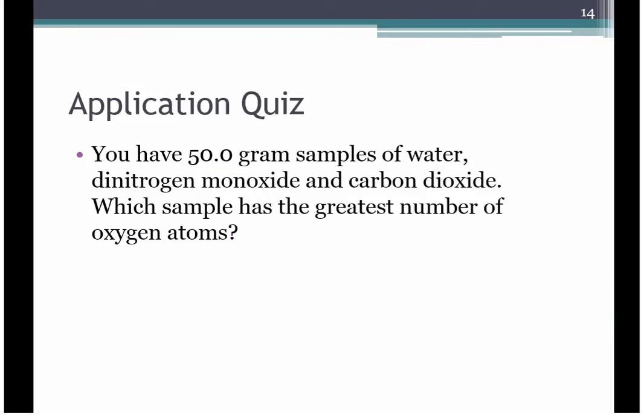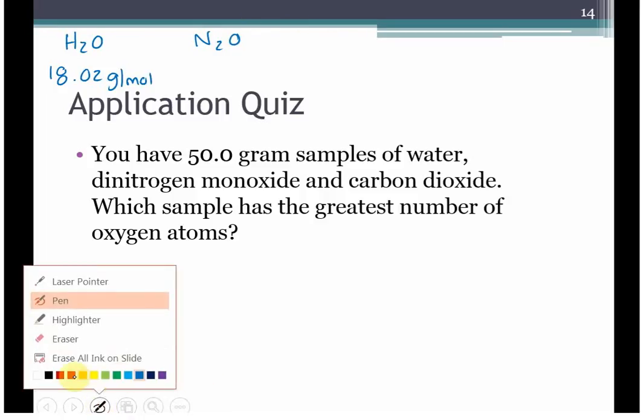You have 50 gram samples of water, dinitrogen monoxide, and carbon dioxide. Which sample has the greatest number of oxygen atoms? Well, this is just a combination of everything we've done so far. We have water, which is H2O. We know from a few slides ago that it's 18.02 grams per mole. Dinitrogen monoxide is N2O.